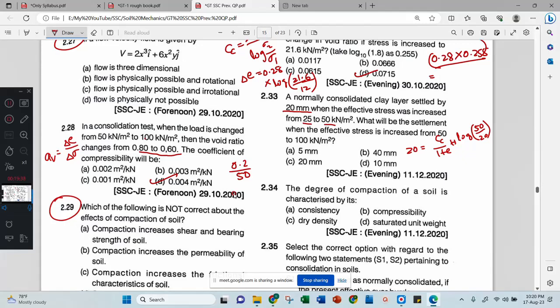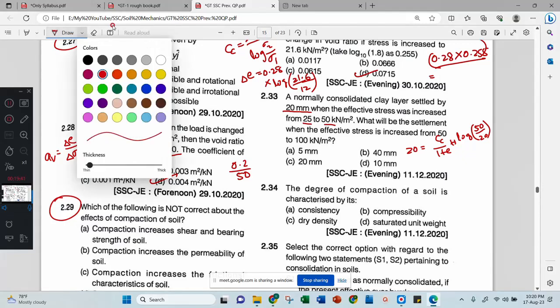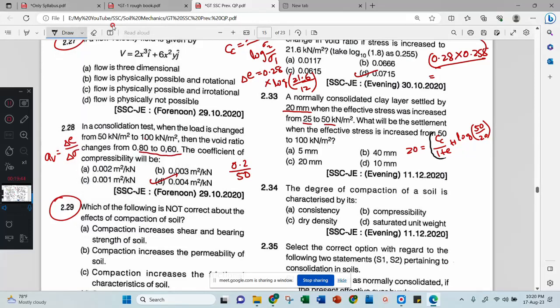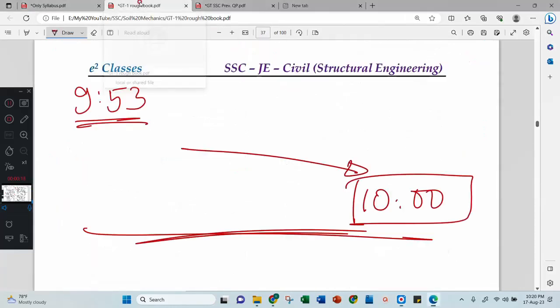Therefore, interestingly, we will make this entire thing one parameter. This entire thing is one parameter. Now, can you find this black parameter? That black parameter equals 20 divided by log of 50 by 20, which means 5. If you don't have a calculator, you can keep it as it is. We'll solve it like this.